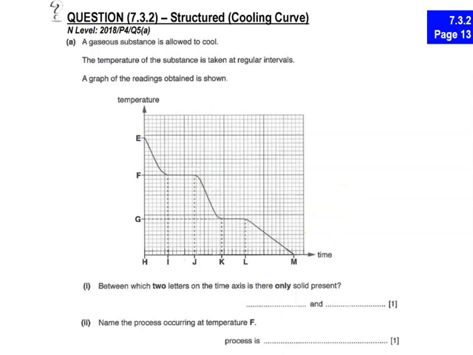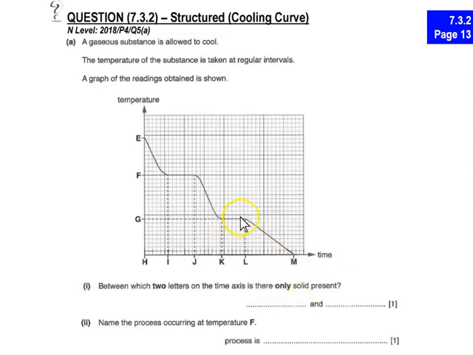Alright, so they ask you between which two letters on the time axis. So we turn our attention not to the temperature axis, but to the time axis. So we are looking over here on the horizontal axis. Is there only solid present? So where is your solid?